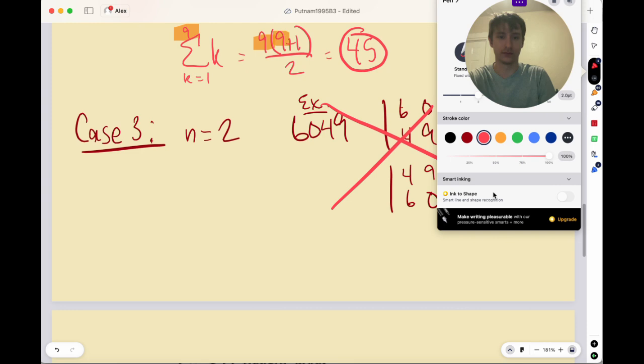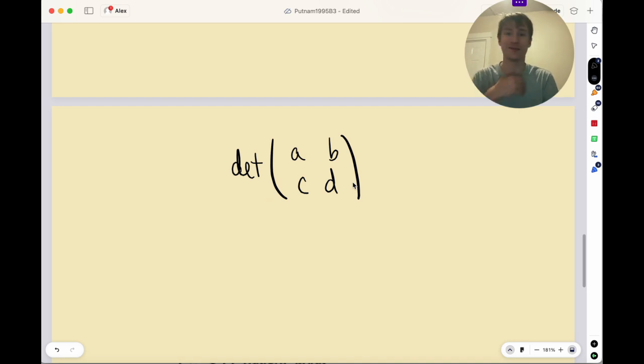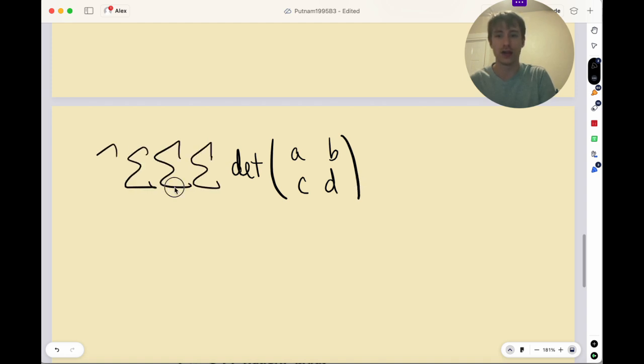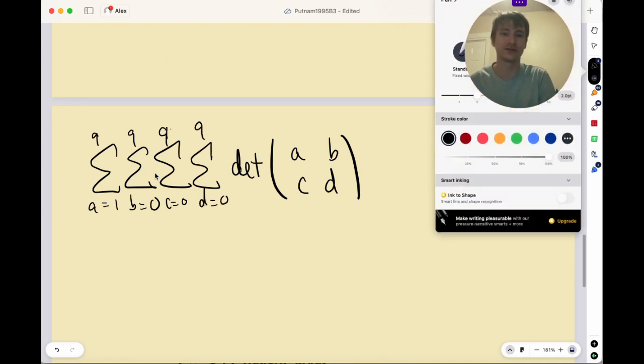However, what we can say is the following. I'm going to consider the determinant of all matrices of the form A, B, C, D, where A is non-zero, and I'm going to sum all possible determinants. Well, the way to do that is just to take a quadruple sum. So I'm going to take 1, 2, 3, 4, and here A has to go from 1 to 9. Here B goes from 0 to 9. C goes from 0 to 9, and D goes from 0 to 9.